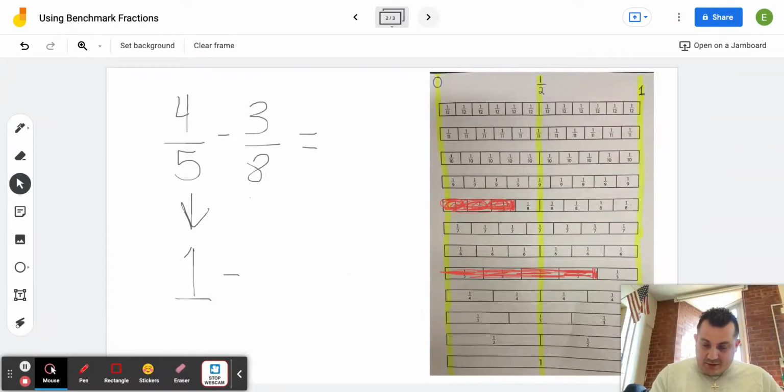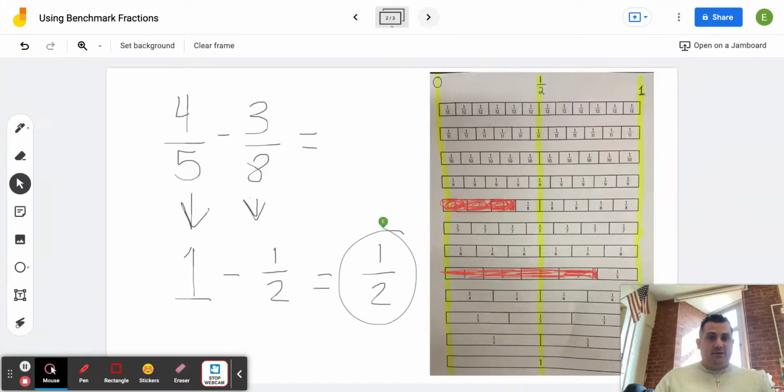Okay, so it's closest to 1/2. So now I'm going to put underneath 3/8, 1/2. Right. Now we're ready to subtract. If we have one whole and we're subtracting a half, what are we left with? Well, a whole minus a half is going to give you 1/2. So 4/5 minus 3/8, when you're estimating, is going to give you about 1/2.